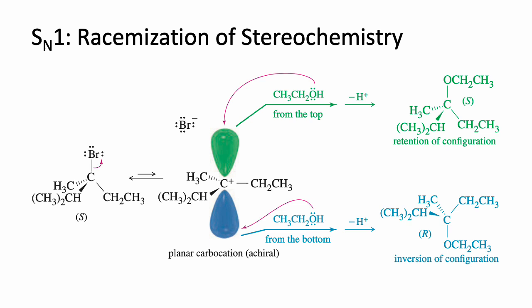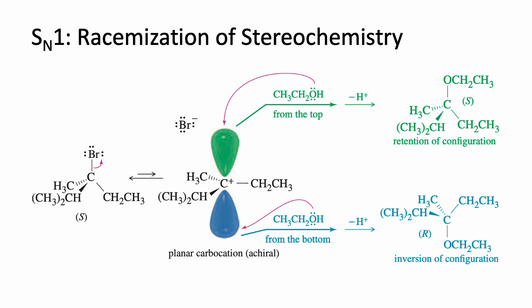So notice how in our product there, the green product on the far right, the new bond between C and O is on the top, in exactly the same place as the old bond between C and Br. They're both on the top in this case. Remember, that didn't happen in the SN2. If the leaving group was on the top in an SN2, the new bond has to be on the bottom. But in an SN1, that's not true. The old bond can be on the top, and the new bond can be on the top.